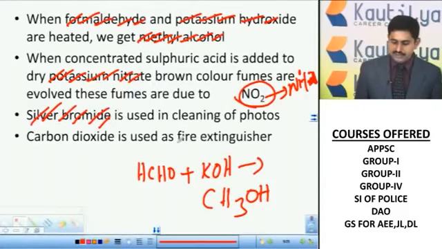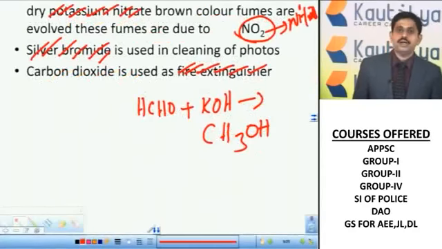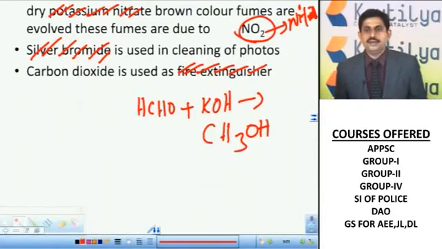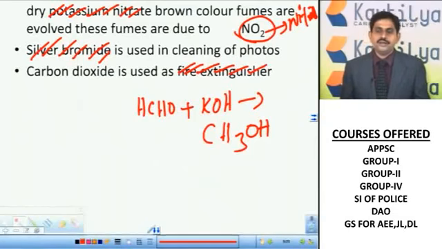Carbon dioxide is used as a fire extinguisher. We are not supposed to use water for all cases. No doubt water acts as a fire extinguisher, but not in all cases. For example, if petrol or diesel is burning and you apply water, it will not act as a fire extinguisher. Why? Because the density of oils like petrol and diesel is much smaller compared with water.